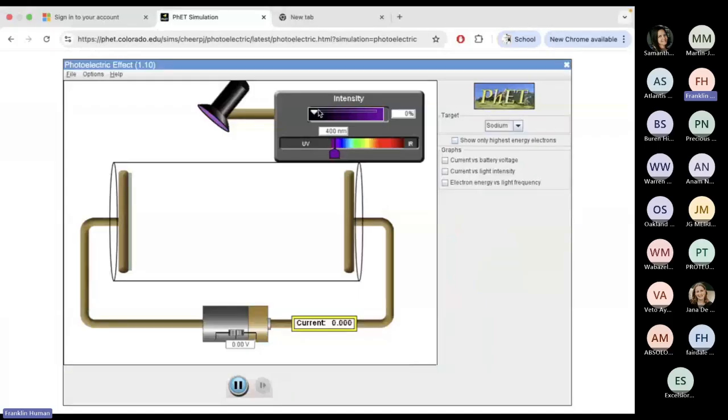Right, so there's a slide control over here. And maybe before I start, this electrode over here is covered with a specific metal. And the metal in this case is sodium. So you can see there's a drop-down menu over here, and in this drop-down menu I can change the type of metal.